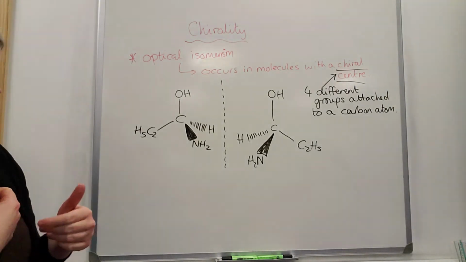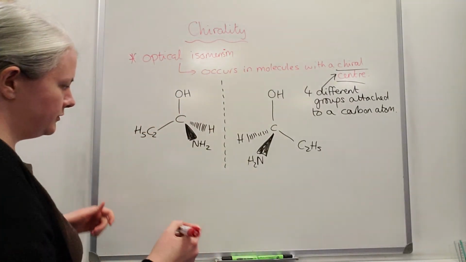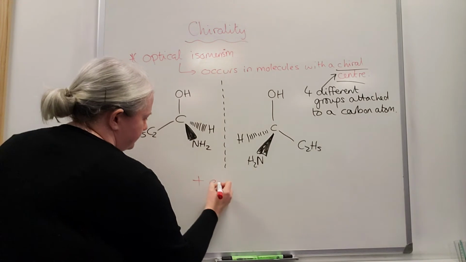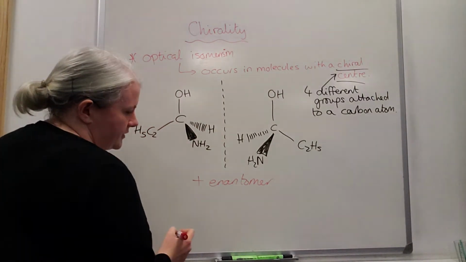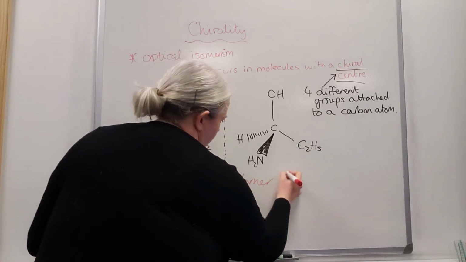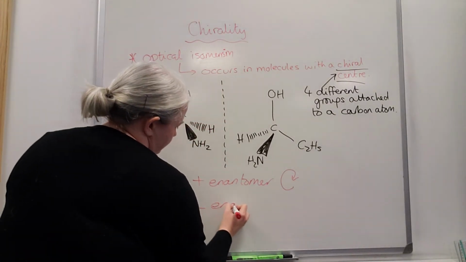So if it rotates the light in a clockwise fashion, we would refer to it as the plus enantiomer. So that's if it is clockwise. It's the negative.